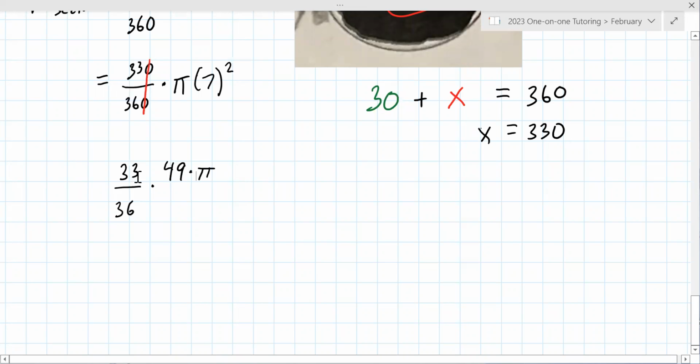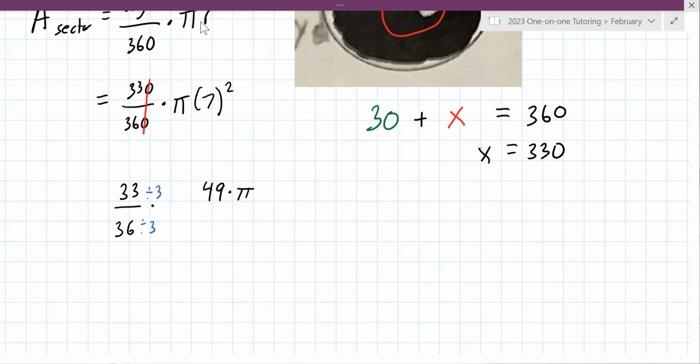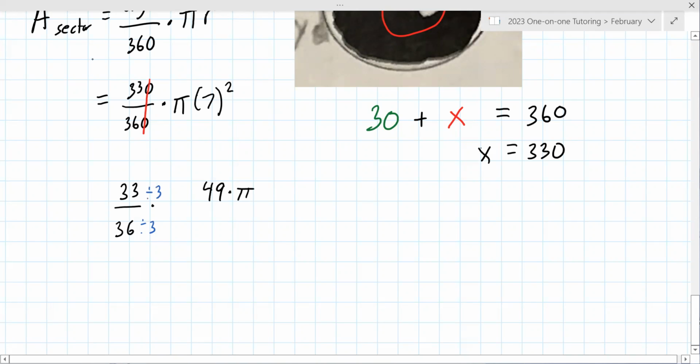Now, is there a number that goes into both 33 and 36? Are they by any chance divisible by the same number? Can you reduce this fraction? You can reduce it by dividing 33 by 3. So what is 33 divided by 3? 11 over 12 times 49 pi.